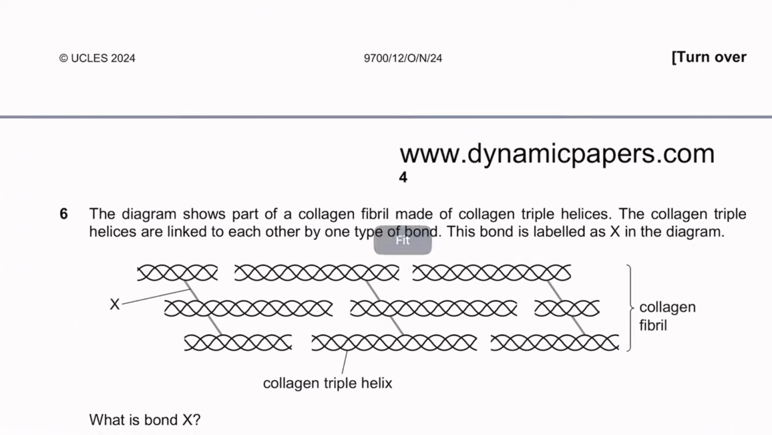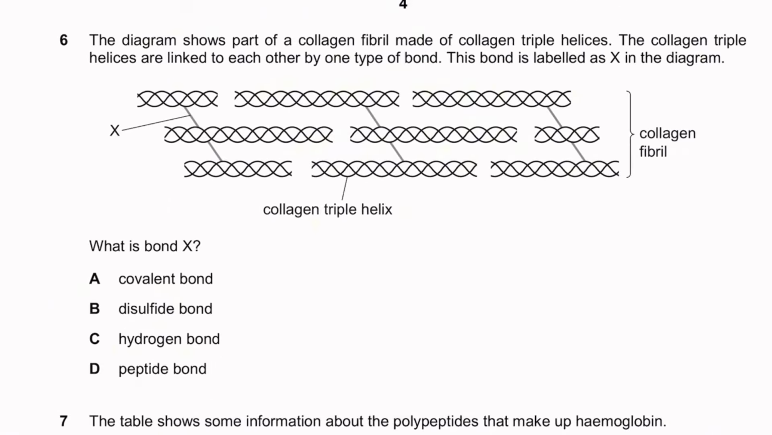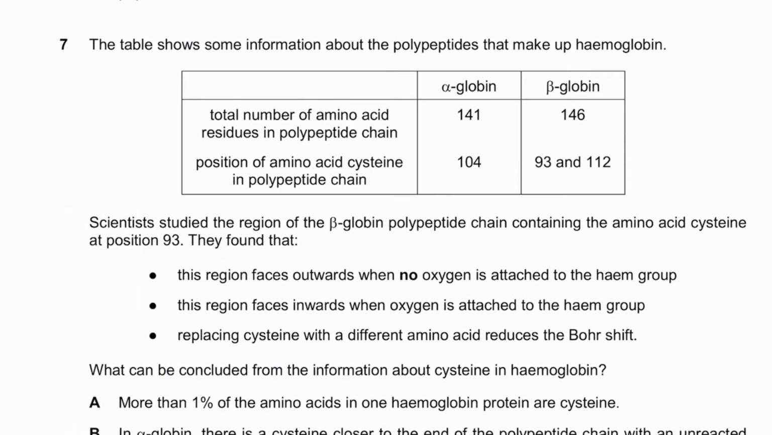Okay. The diagram shows parts of a collagen fiber made by collagen triple helices. The collagen triple helices are linked together to each other by one type of bond, and this bond is labeled as X in the diagram. So we have a bond between the collagen fibers, and he says what type of bond is bond X. Well, bond X is actually a covalent bond, and so this is going to be A. So please don't confuse how collagen fibers link up with how cellulose fibers link, because cellulose fibers only bond with hydrogen bonds, whereas for collagen it's going to be covalent bonds.